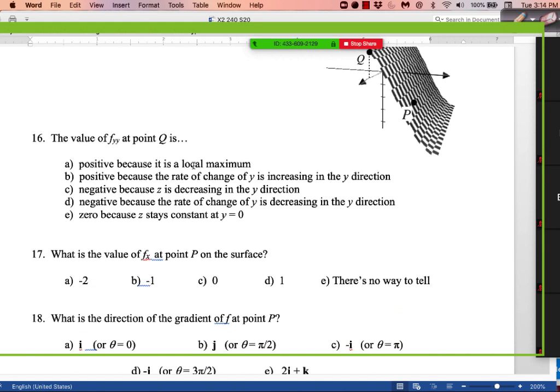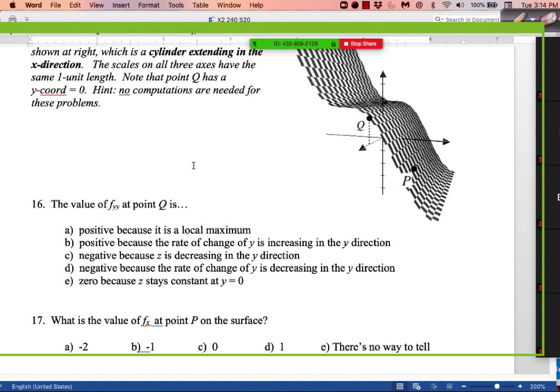Okay, the value of f_x at point P. At point P, for a change in x, how does z change? As we move in the x direction, we're asking how z changes. If it's a cylinder in the x direction, then you know for a fact that it's not changing. Moving in the x direction, you're not going to change your z value. So dz/dx is 0. That's answer C for 17.